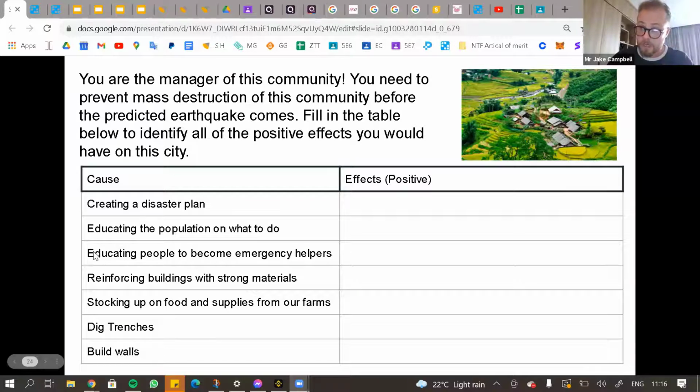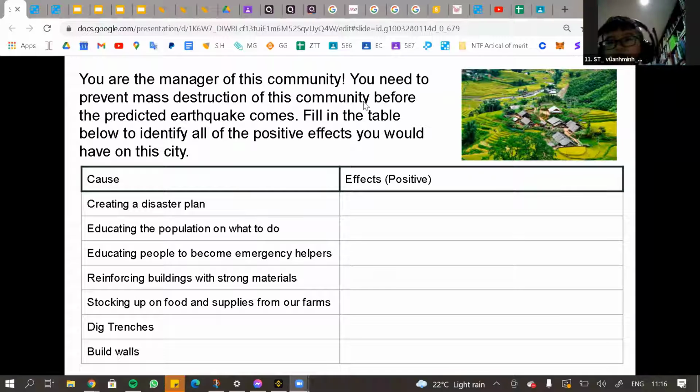So we've studied all of these proactive causes already on the left side. But what we're going to do is try and explain the positive effects this will have when the earthquake happens. For example, let's do the first one together. Min, can you read the first cause in this table? Creating a disaster plan. A disaster plan, yes. Min, what could be a positive effect when the earthquake happens? How would that positively affect us?